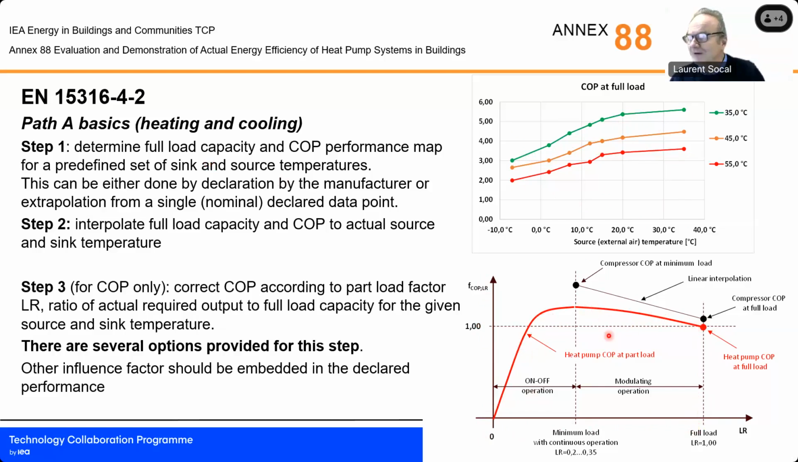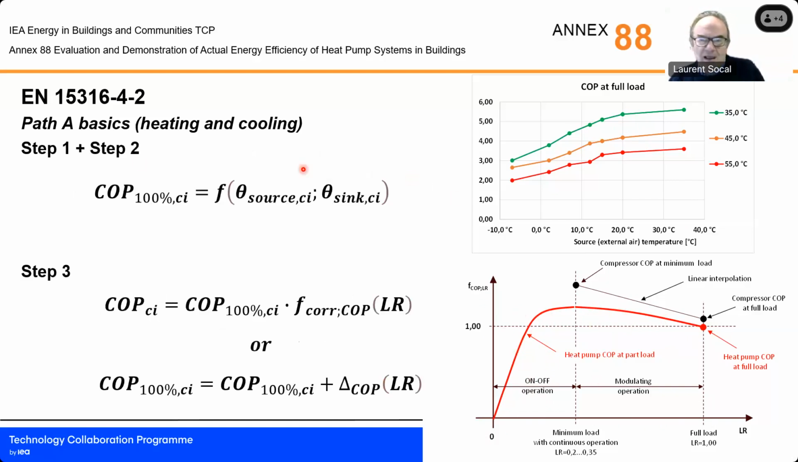That's the difficult part of path A, where there are several different possible options. What you see here is just a default option. And so this is just to remind the general rule. You start by COP at 100% for the given source and sink temperature, because you have a map or because you created a map based on a single seed value, and then you apply a correction to your COP to take into account part load operation. That's really the basics of this method.